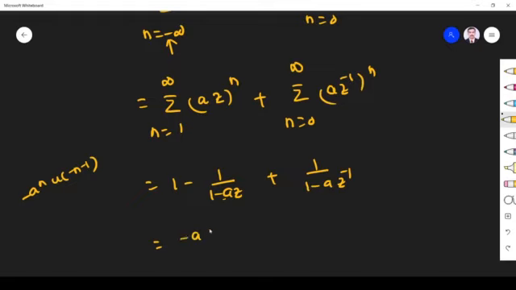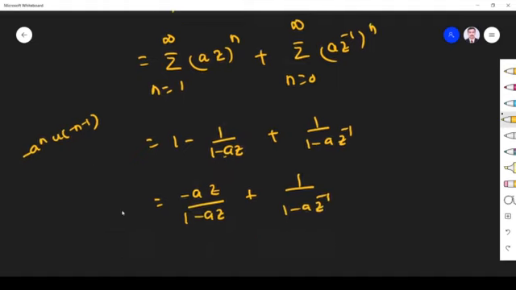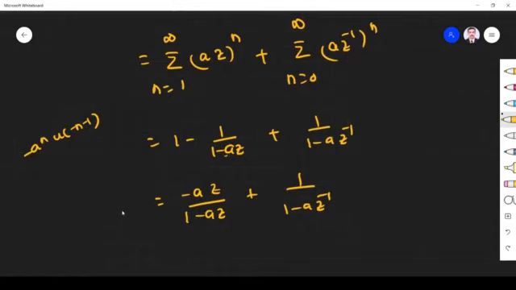Minus a z divided by 1 minus a z, plus 1 by 1 minus a z power minus 1. Fine? Okay. So next what we have to do, we have to simplify this, right? Okay, then what will happen?